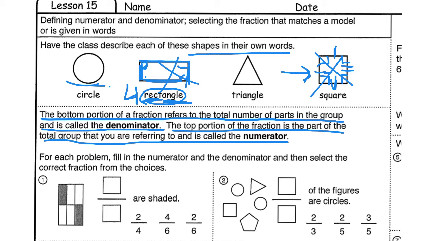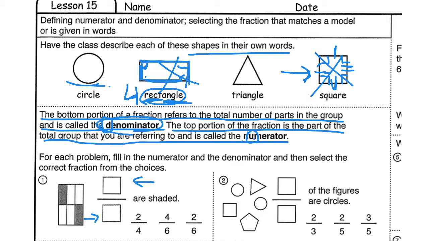I have a way to remember this. D in denominator stands for down. It's the number that is down in a fraction. Numerator, the second letter, is U for up. Notice there's no U in the word denominator. So this is the number that is up, the numerator.